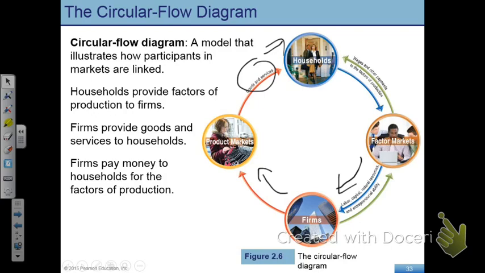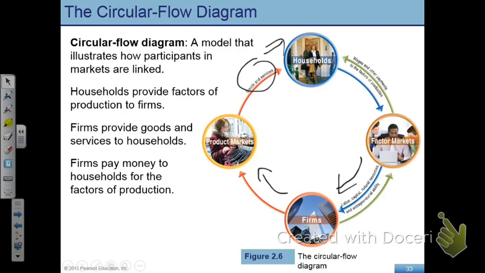Okay, so in the factor market, our firm buys labor, capital, natural resources. In the product market, our household buys goods and services. So these are the two kinds of buying that are taking place. The supplying is coming from firms in the product market. The supply is coming from households in the factor market. These are all supply, purchase, and flow of actual resources and goods that you can see.